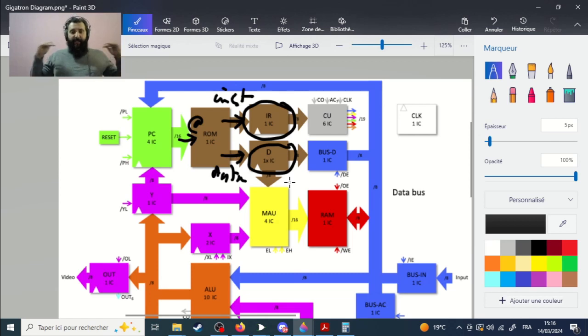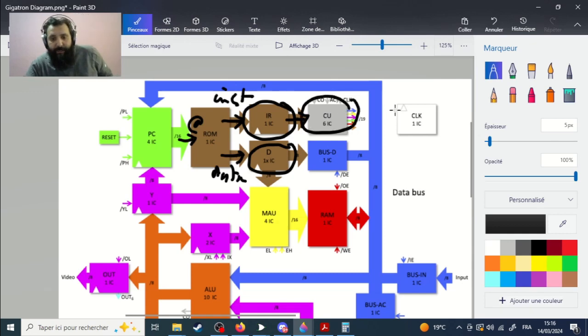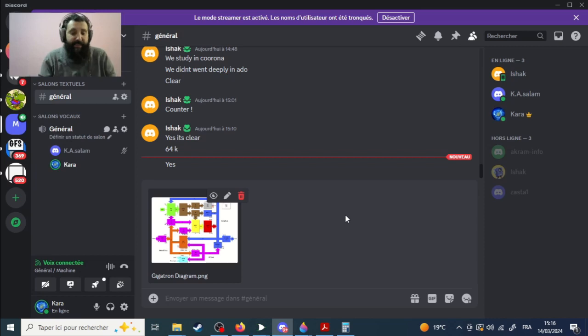We have 16 bits for each cell: the instruction with its data. Anyway, the output of the IR goes to what we call the CU. What is the CU? It's a question. Okay, the CU is the control unit. The code of each instruction goes to this control unit.